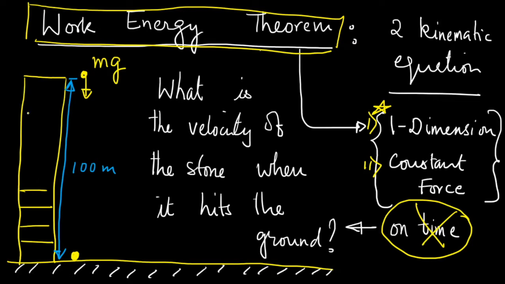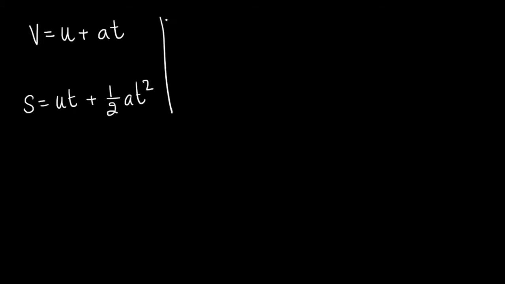Anyway, given that we have the two kinematic equations, can we solve this problem? Before that, let me mention that the acceleration is constant, and let's take it as 10 meters per second square, the value of g. Minus g if you want. As it turns out, we can solve this problem in two steps by using the equations that we already have: v is equal to u plus at, and s is equal to ut plus half at square.